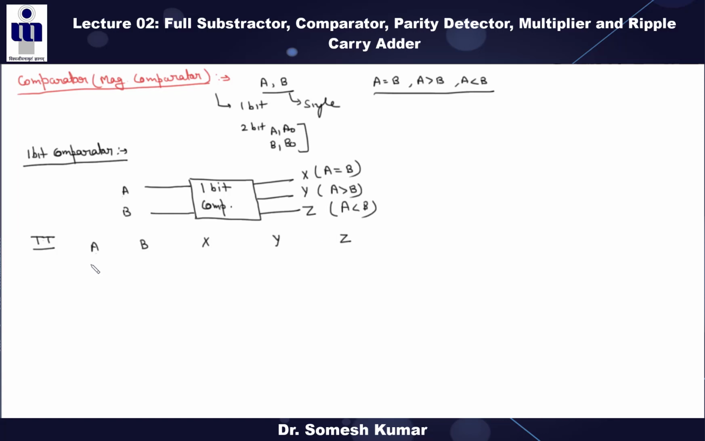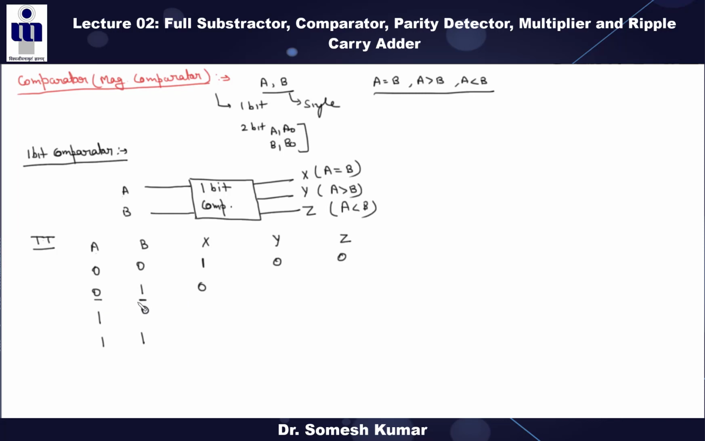In the input, if there are two inputs, how many combinations? Basically 4 combinations. Then tell me, in the first case both are 0 0. Is A equal to B or not? Yes, A is equal to B, both are 0 0. So your X is 1 and Y and Z are 0 0. In the next case, A is 0, B is 1. Is A equal to B or not? No, so I put 0 here.